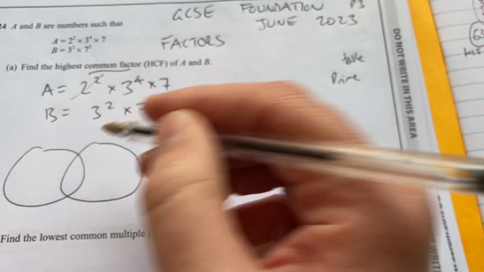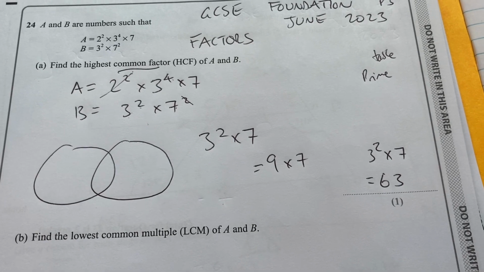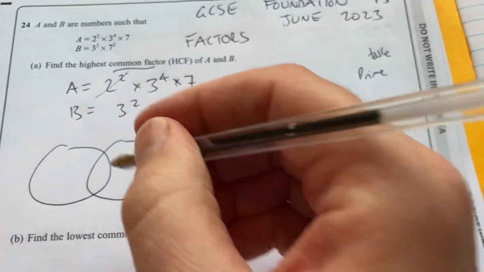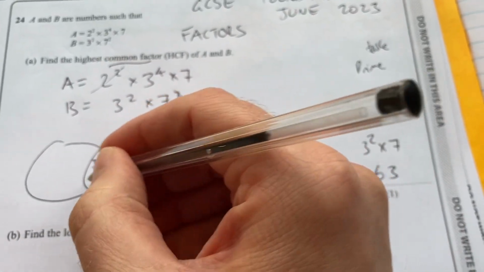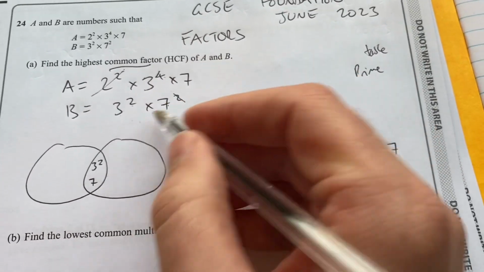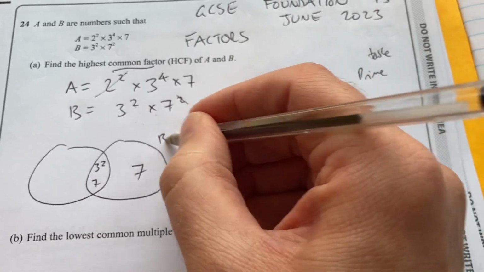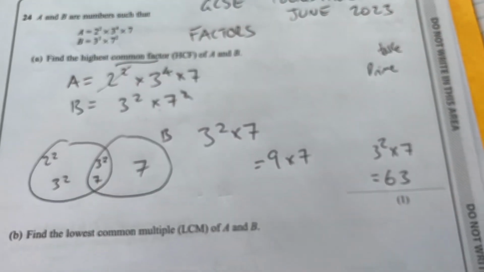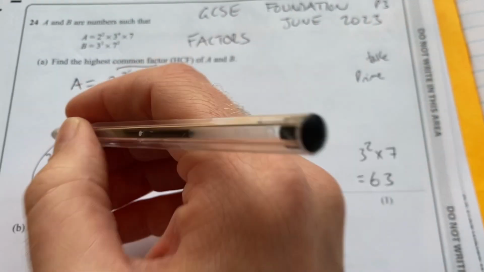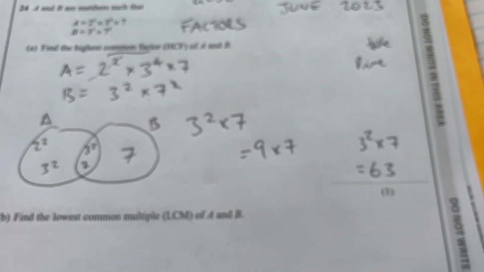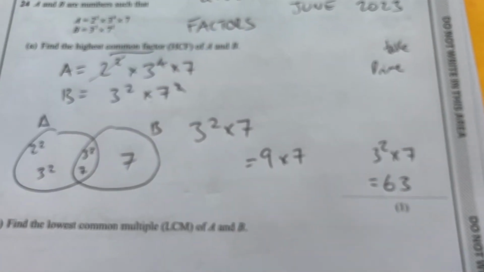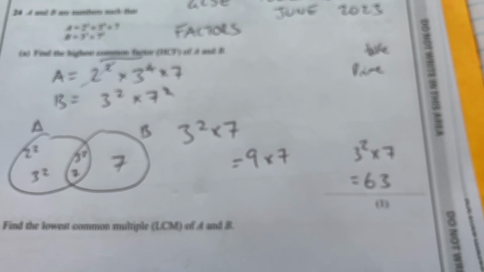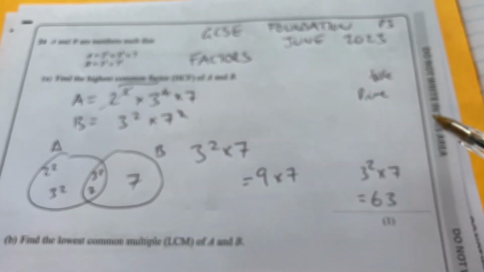The Venn diagram method is quite useful for this, where you put what's common in the middle here. There's 3 squared and there's 7, and then everything left out. So there's a 7 for the B, and there's 2 squared and a 3 squared there for A. But there are different methods for this. I like the table method.